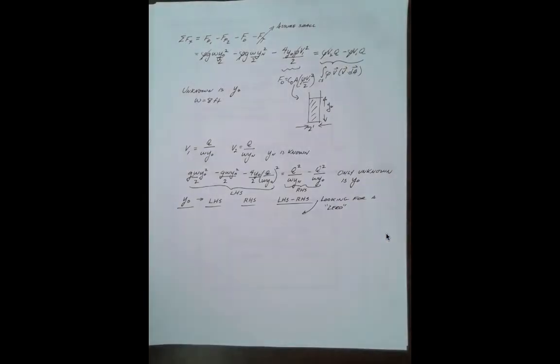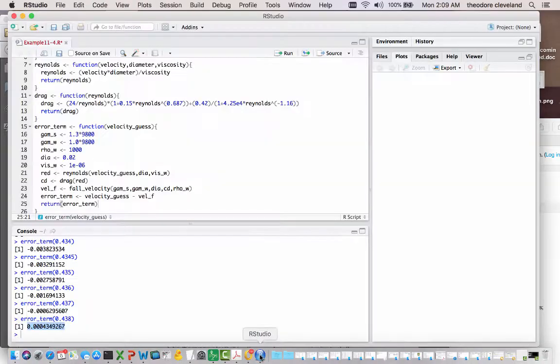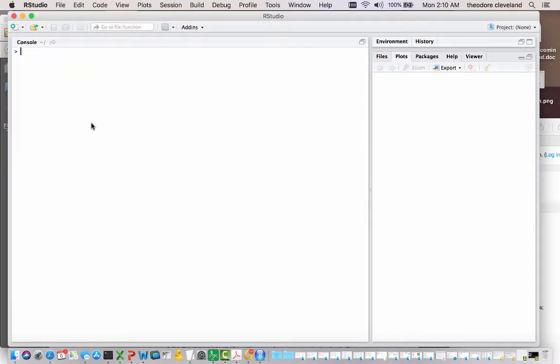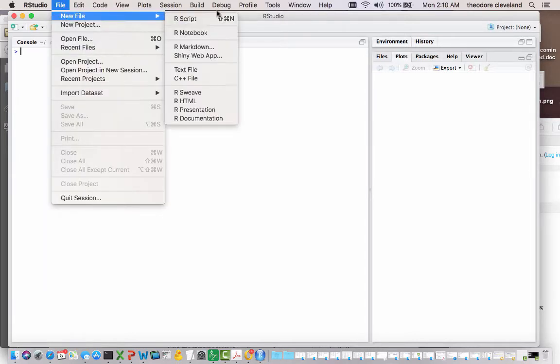All right, so this is kind of a pain in the neck to do by hand on a calculator, but it should be a little bit simpler doing it in our scripting language. Okay, save that, disappear it. Let me clear my console. Ta-ta for now. New script.